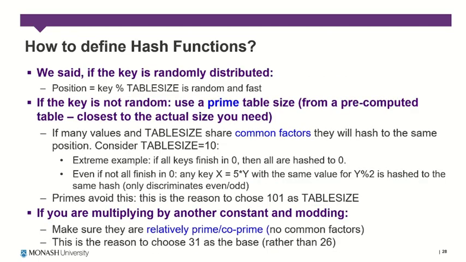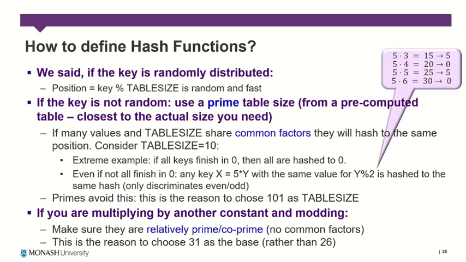So we said earlier, if the position is equal to key mod table size, generally it's random and pretty fast. If the key is not random, we use a prime table size. So it basically comes from pre-computed values. If we were to, for example, not use a prime, then the table size may have common factors. So let's consider keys that finish in 0, they're all hashed to 0, and even if they don't finish in 0, if they're a multiple of 5, then they can have the same value as if you mod it by 2.